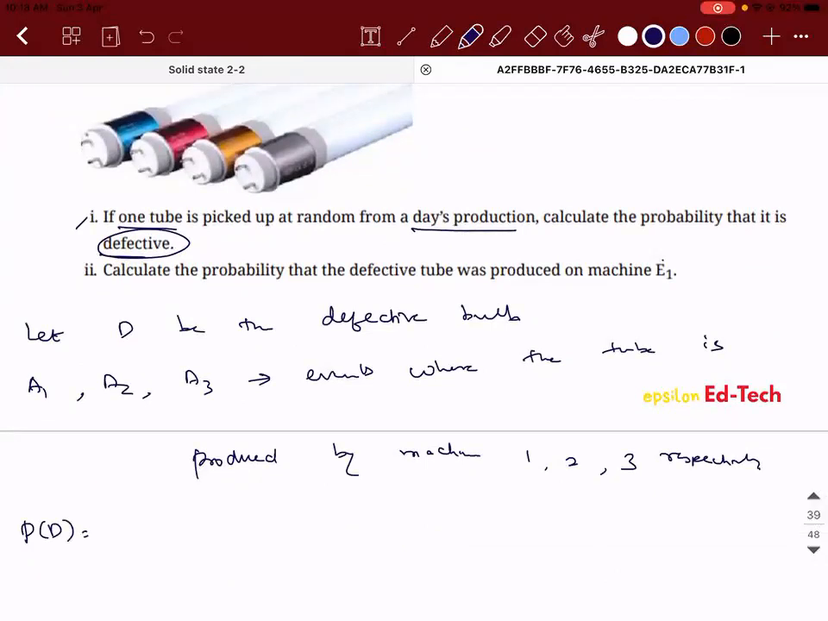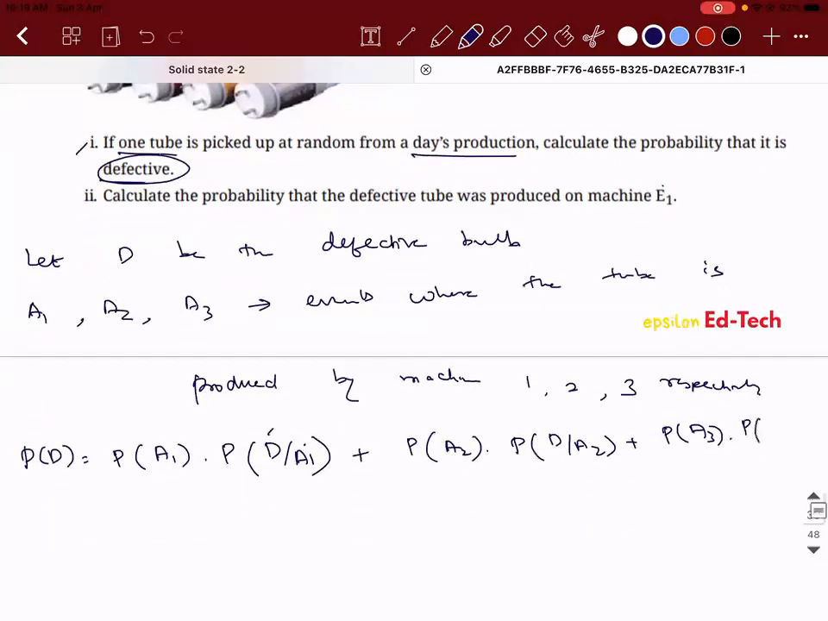So the probability of a defective bulb will be the probability of A1, the probability that the bulb is produced by machine 1, times the probability of D given A1, meaning the probability of a defective bulb given that it is produced by machine 1. Similarly, probability of A2 times probability of D given A2, plus probability of A3 times probability of D given A3. So this is also coming from the logic of Bayes theorem. This is what you write in the denominator of Bayes theorem, right?